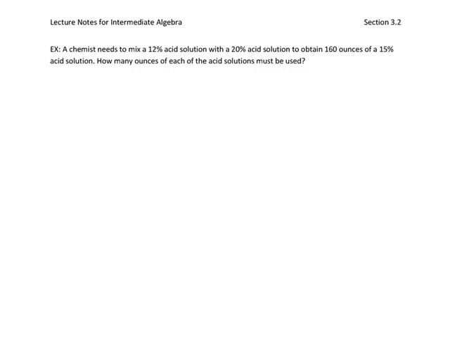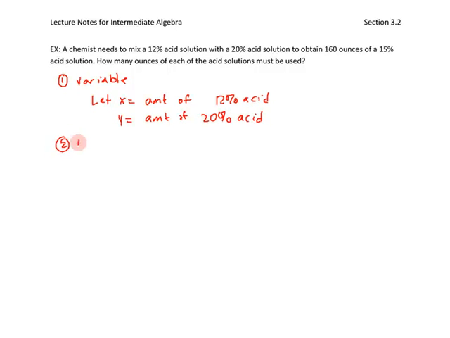A chemist needs to mix 12% acid solution with a 20% acid solution to obtain 160 ounces of a 15% acid solution. How many ounces of each acid solution must be used? So we set this up exactly the same way. Our variables we'll declare to be, let's say, x is the amount of 12% acid, y is the amount of 20% acid. Okay, so let's now look at our equations.